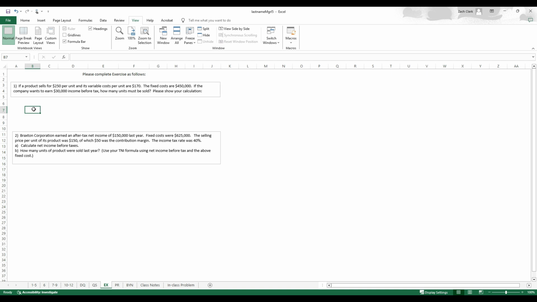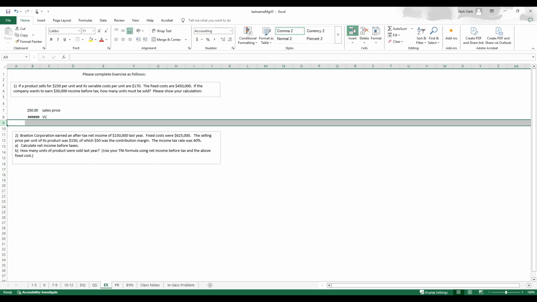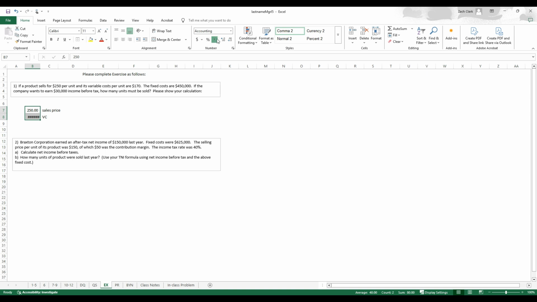So let's knock this out. Hopefully it's pretty simple. So we know what our contribution, or we can calculate our contribution margin per unit. So we've got 250 sales price minus our variable cost, 170, and that gives us $80 of contribution margin per unit.